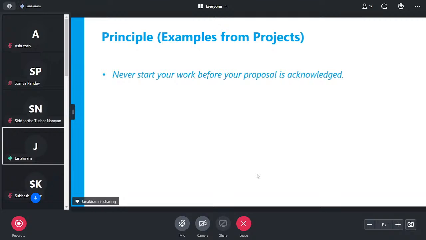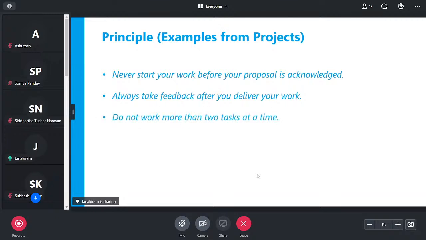Right? So you put a proposal to the customer, and you may be in a hurry to start the project. But what if the customer does not acknowledge it, right? So we all learn this from our experience. So this can be a principle that you can apply. Always take feedback after you deliver your work. This applies to everyone in the project. Do not work more than two tasks at a time. Again, this applies to everyone in the project as well.